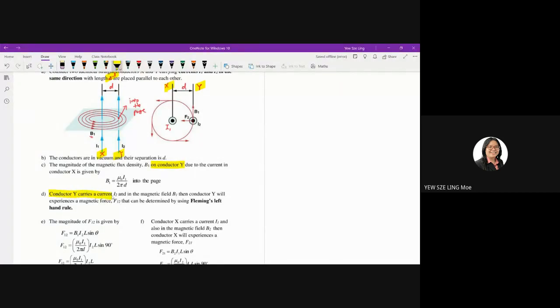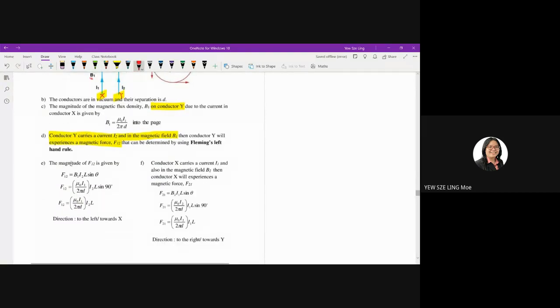That is the meaning of this statement. Conductor Y carries a current I2 inside magnetic field B1. Current means that you have electron flow. A moving electron in a magnetic field gives you magnetic force. Okay, it gives you a magnetic force. And the direction of the magnetic force can be determined by using Fleming's left-hand rule, or you can determine it by using the right-hand grip rule again.